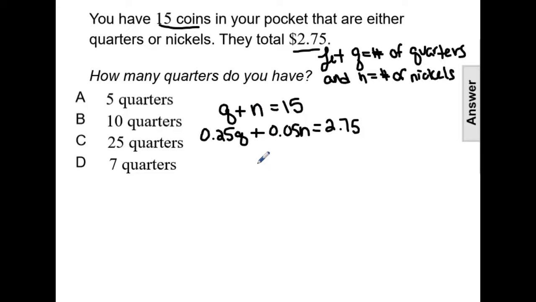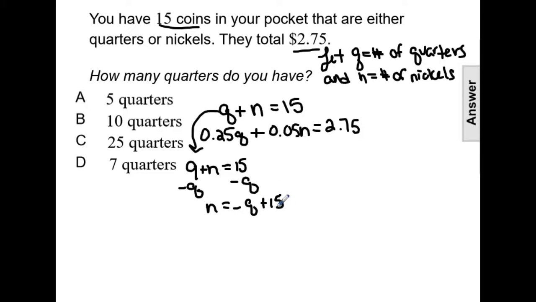Now that we have our system, we need to solve it for Q to find out how many quarters we have. So I'm going to use substitution. I'm going to take the first equation, Q plus N equals 15, and I'm going to solve for N by subtracting Q. So we'll have N equals negative Q plus 15.